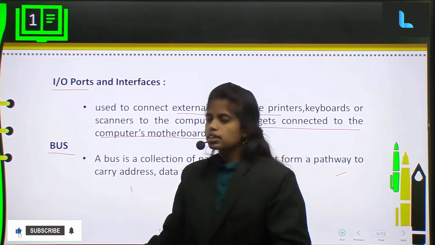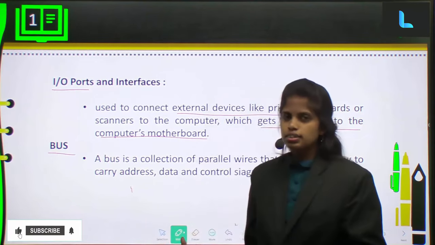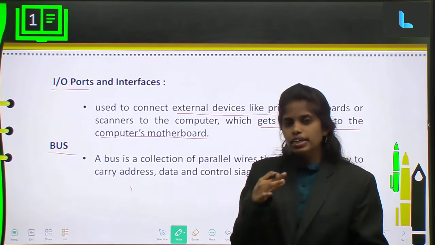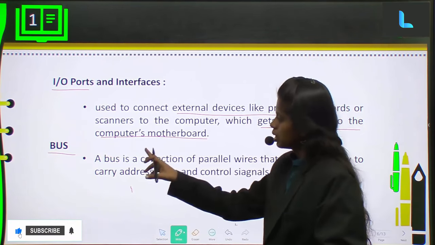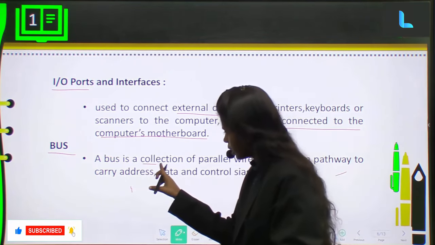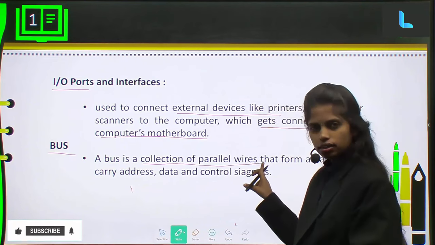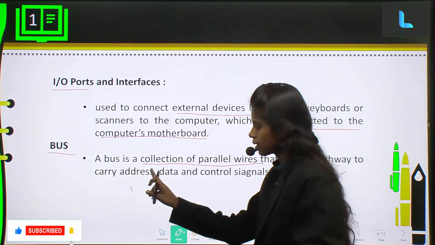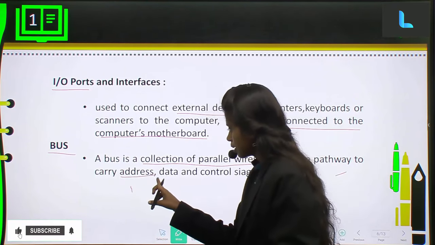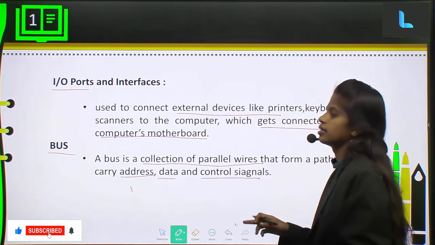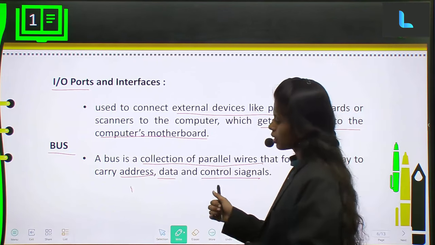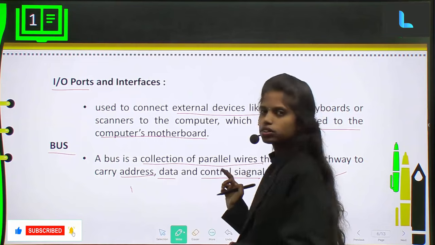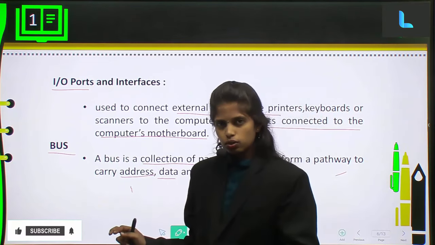And the last one is bus. So what is a bus? How is the data carried or transferred? A bus is a collection of parallel wires that form a pathway to carry address, data and control signals. Whenever you want to carry address, data and control signals, a bus is used.